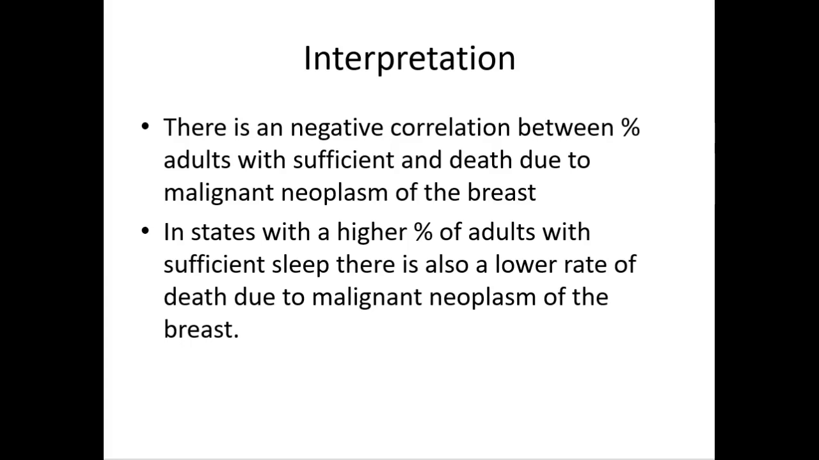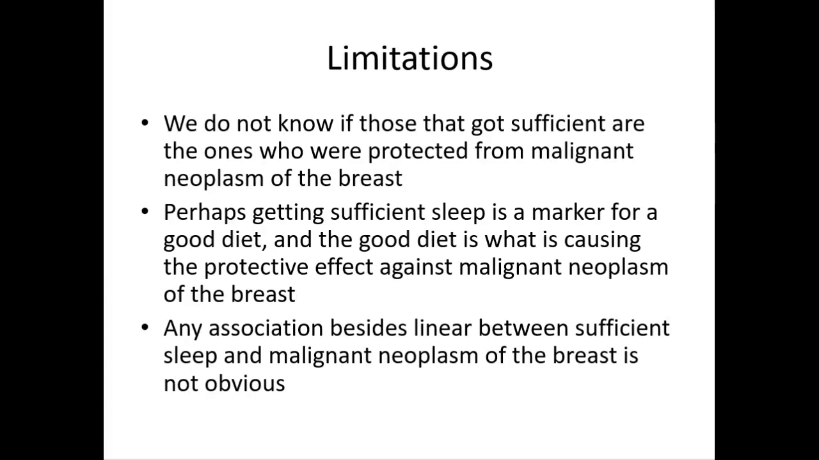So remember, the interpretation is two-part. First, whether you're seeing the negative, positive, or no correlation, and then a sentence really describing what that means. And your sentence really needs to be population-based. You don't want to say adults who get more sleep don't die from malignant neoplasm of the breast. That implies an individual relationship, and it's really just that population level relationship that we can see from this type of study. And then finally, each of your three limitations that you want to talk about.